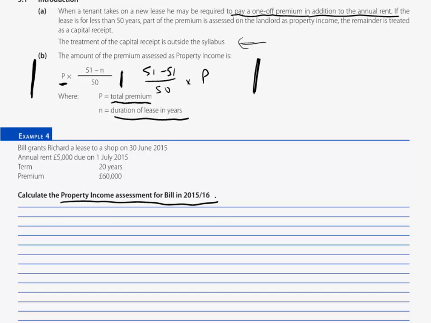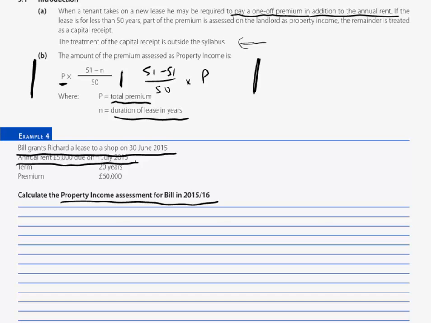Okay, so what have we got here? Bill grants Richard a lease to a shop on the 30th of June 15. So Bill is the lessor, Richard is the lessee. And the annual rent of this will be £15,000, and that's due on the 1st of July 15. So basically from the start of that agreement, and it's due on an annual basis.